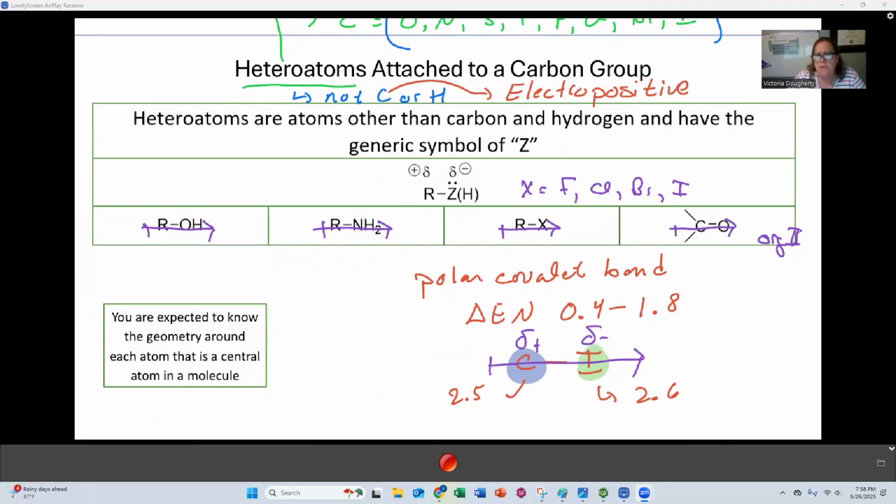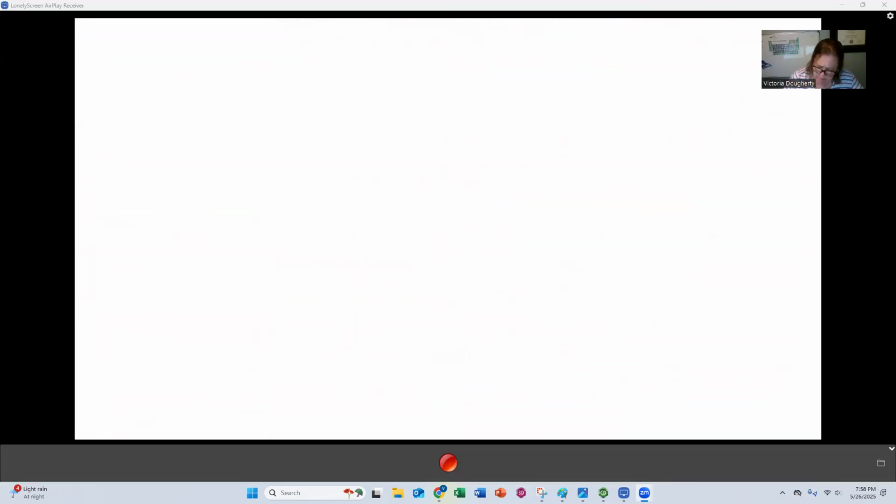And so, in addition to knowing where the dipoles exist, you're also expected to know the geometry around each atom in a molecule. For example, if I were to have something like this.